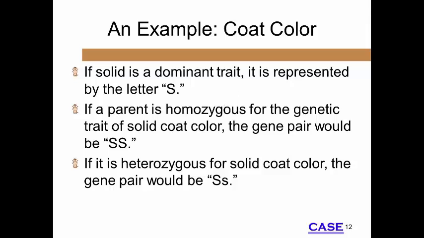Use the law of dominance and the key provided here to predict the corresponding genotypes. The homozygous dominant genotype should be represented by two capital S's. The heterozygous genotype for solid coat color should have one capital S and one lowercase s. The recessive spotted coat color genotype should be two lowercase s's.